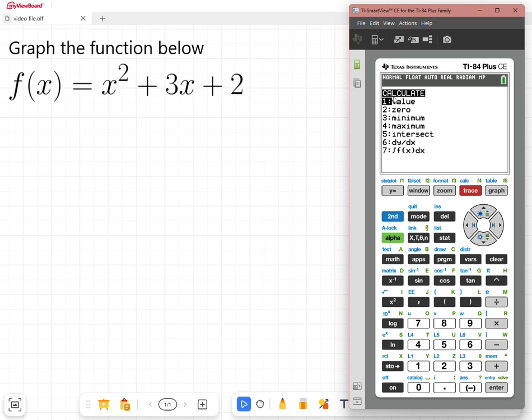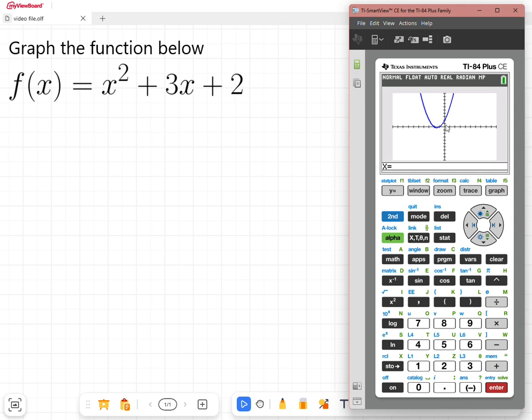For value, we can use that to find our y-intercept. So let's go ahead and do that with our parabola. I'm going to press enter to select value, and then I want the y value when x is 0. So I input 0 and press enter, and it takes the cursor to where that point is and tells me that y is 2. So I know from that calculate menu, my y-intercept is at 2.